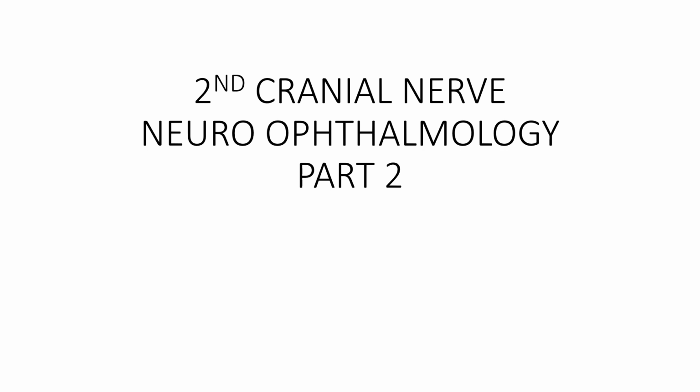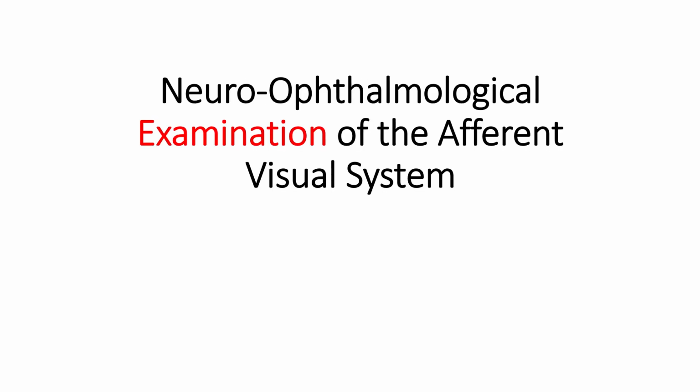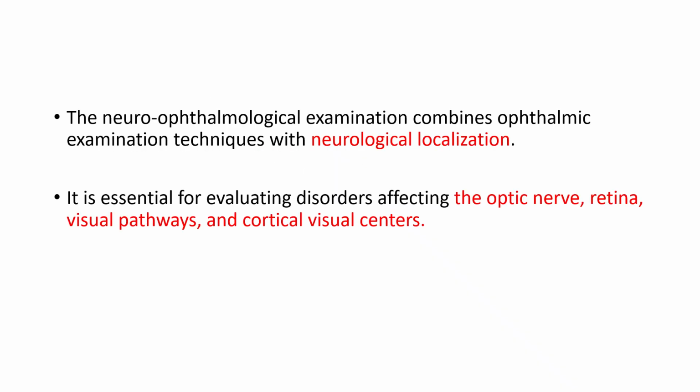Second Cranial Nerve, Neuro-Ophthalmology, Part 2. Neuro-Ophthalmological Examination of the Afferent Visual System. The Neuro-Ophthalmological Examination combines ophthalmic examination techniques with neurologic localization. It is essential for evaluating disorders affecting the optic nerve, retina, visual pathway, and cortical visual center.